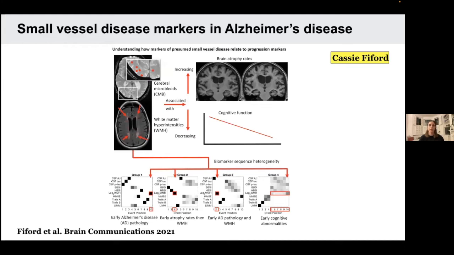And the final Alzheimer's disease application of SuStaIn I wanted to mention was this study by Cassie Fyford and Joe Barnes, which looked at how white matter hyperintensities from MRI affect Alzheimer's disease progression markers. And they were able to identify four groups, two of which had early changes in white matter hyperintensities and two that had later changes in white matter hyperintensities. So this suggests that vascular dysfunction might be an early event in a subgroup of individuals with Alzheimer's disease.